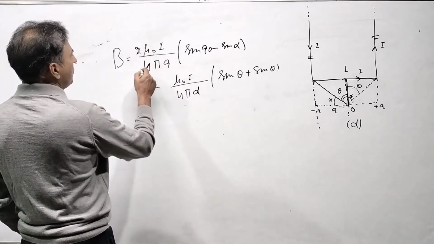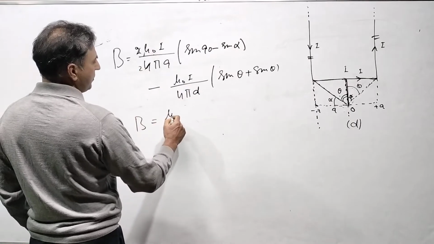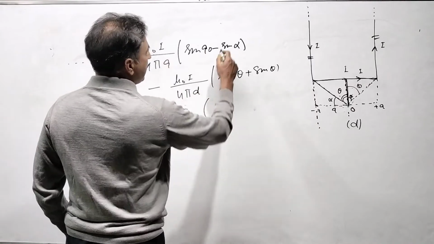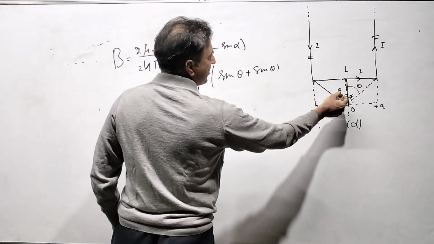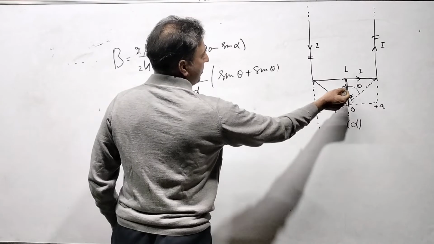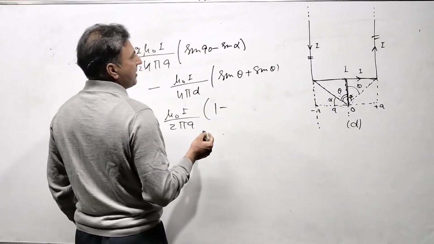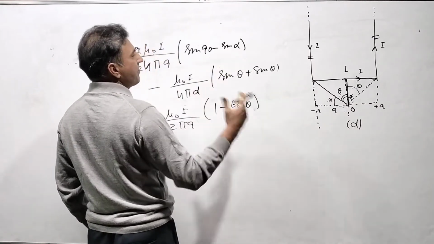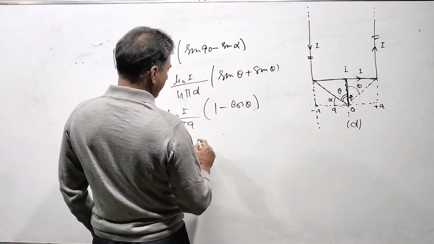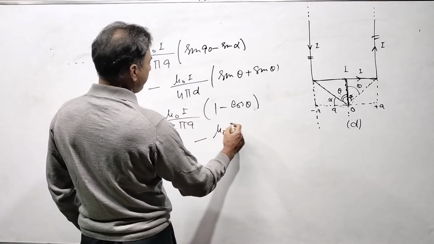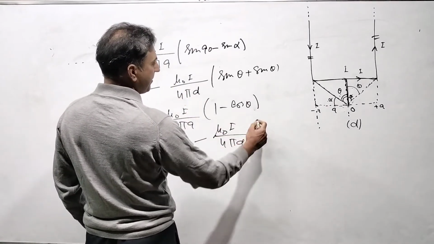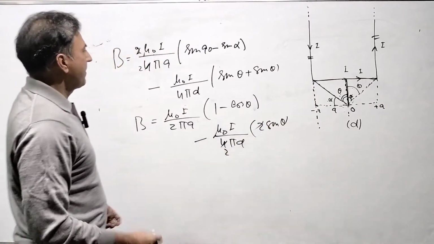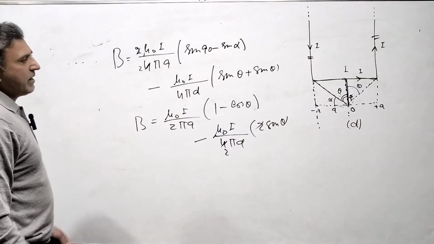Now, let me simplify this. B is equal to mu 0 I by 2 pi A, sine 90 minus sine alpha. Alpha is 90 minus theta, the total angle minus this theta, so sine alpha is cos theta, minus mu 0 I by 4 pi D twice sine theta. Okay, now what should I do?